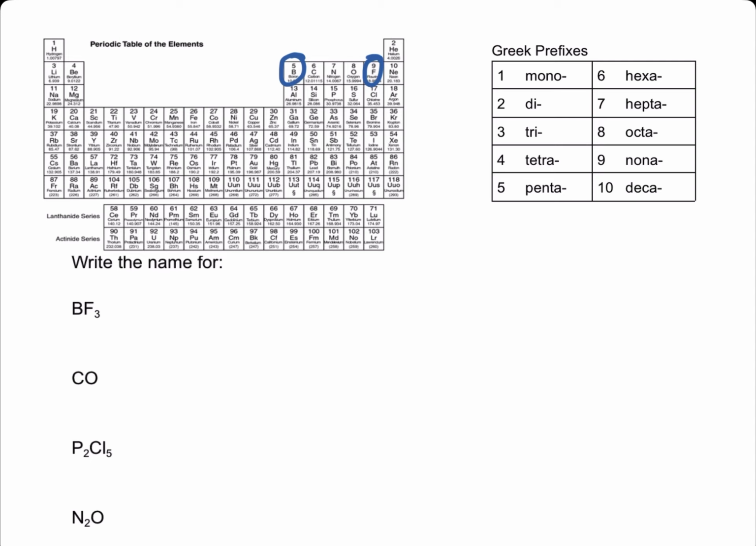Now, the subscript is going to tell us what Greek prefix we're going to use. So B, there's a subscript of 1, an invisible 1, but we don't use the prefix mono in the first element. So we're going to write boron, space. There are 3 fluorines. 3 correlates to tri. So it becomes trifluoride. So BF3 is boron trifluoride.